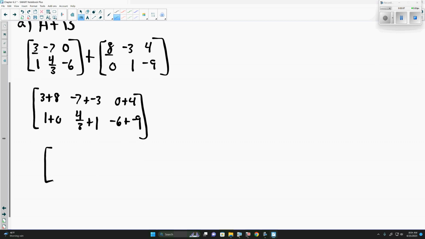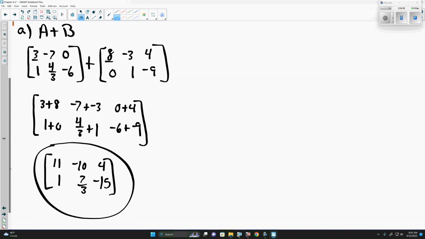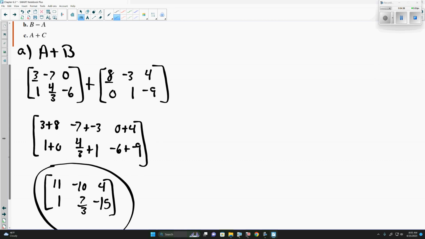And when we combine these here, 8 plus 3 is 11. Negative 7 plus negative 3 is negative 10. 0 plus 4 is 4. 1 plus 0 is 1. 4/3 plus 1 is 7/3. And lastly, negative 9 plus negative 6 is negative 15. And that would be it there. Questions on part A?